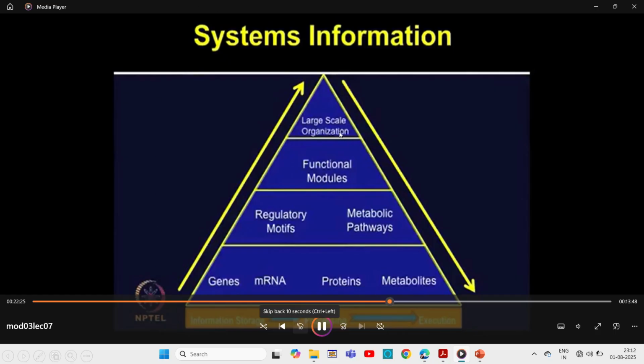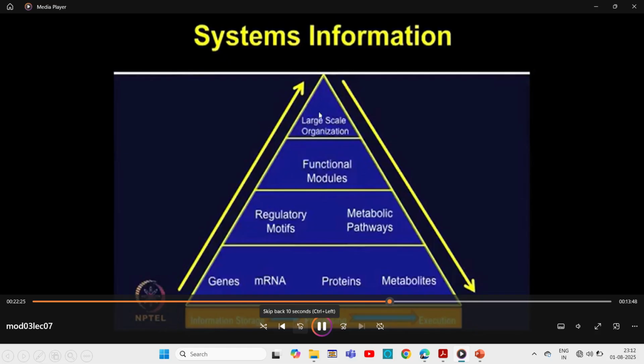So this can be called the systems biology triangle, where below there is the molecular level, then the intracellular level itself, where each cell will have its own metabolic pathway and its own regulatory motifs present. Intercellularly, that's a whole functional module, and on a large scale, the whole system itself.